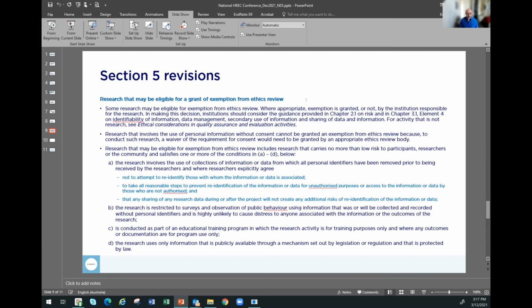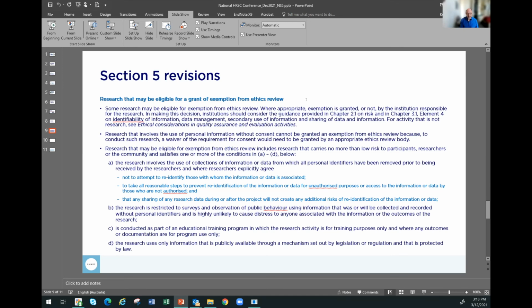So we also then needed to make it explicit what isn't eligible. Research that involves the use of personal information without consent cannot be granted an exemption from ethics review, because to conduct such research, a waiver of the requirement for consent would need to be granted by an appropriate ethics review body. And so that's the limitation.